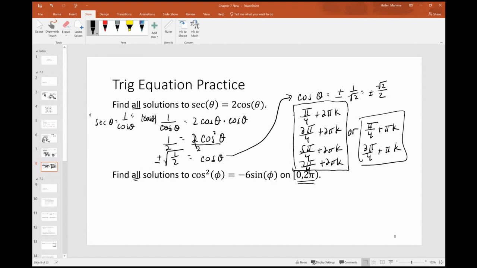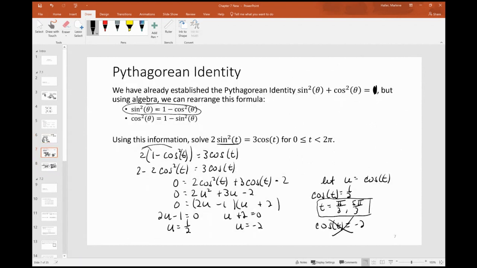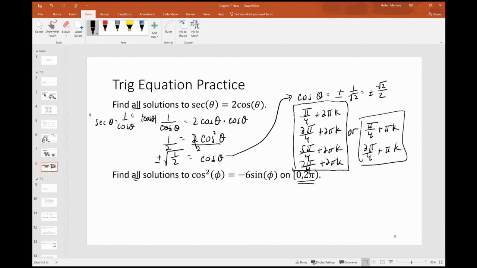And we know from rearranging the Pythagorean identity, let's see if I can find where I wrote that, there it is, that sine squared is 1 minus cosine squared, and cosine squared is 1 minus sine squared, right? So I think I'm going to convert this cosine squared to a sine, right? Because I know that cosine squared of some angle is 1 minus sine squared of that angle by the Pythagorean identity. So we'll make that substitution. We'll just say 1 minus sine squared of phi is equal to -6 times the sine of phi.